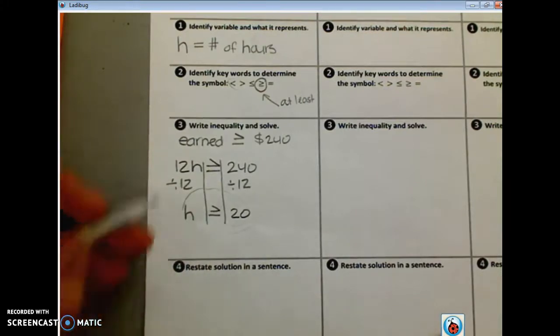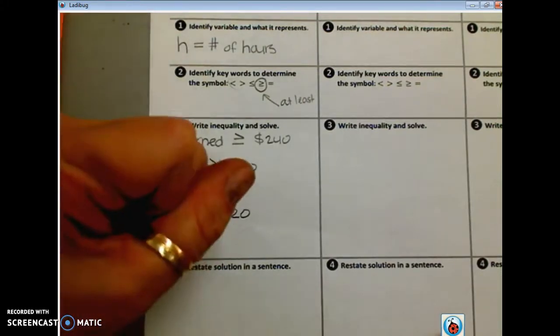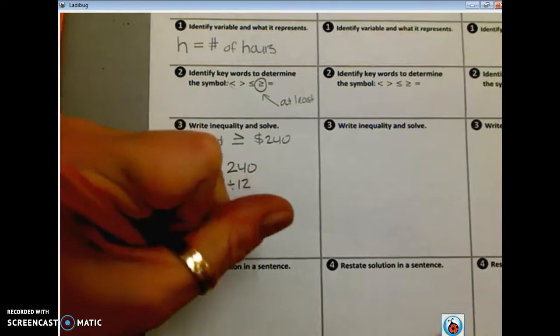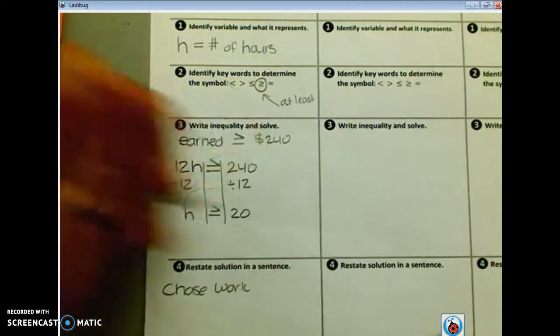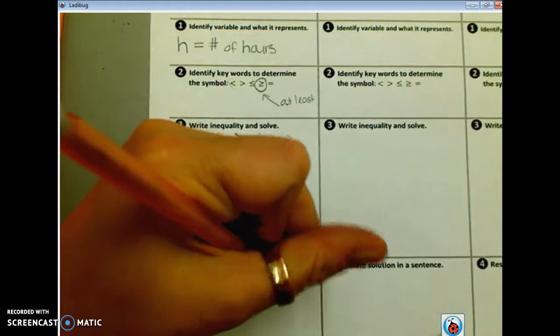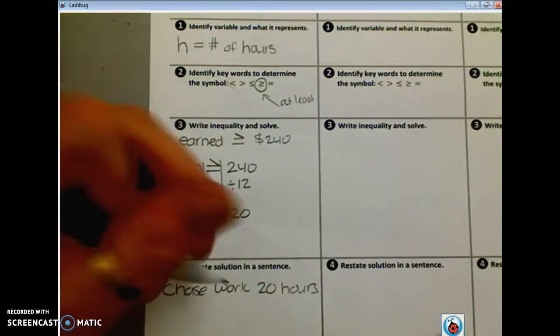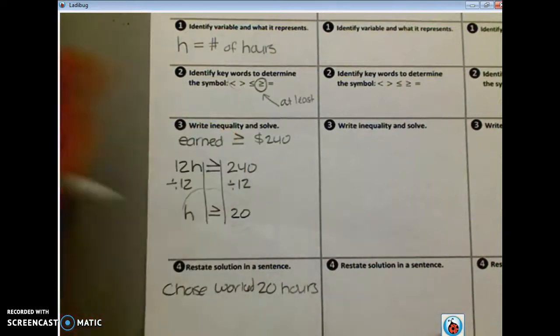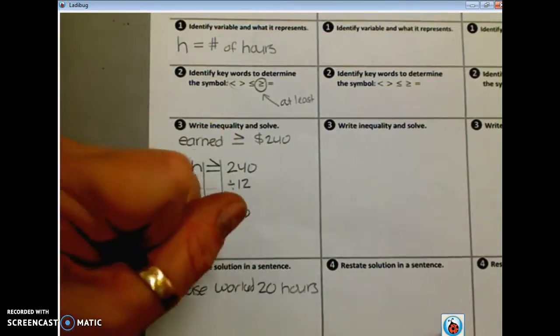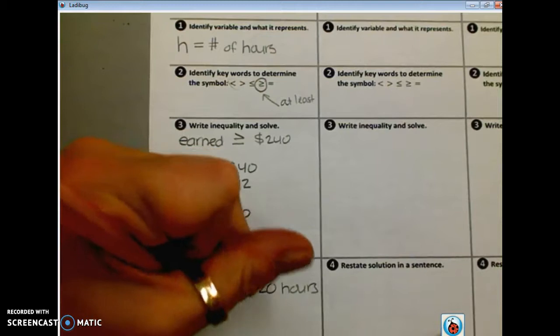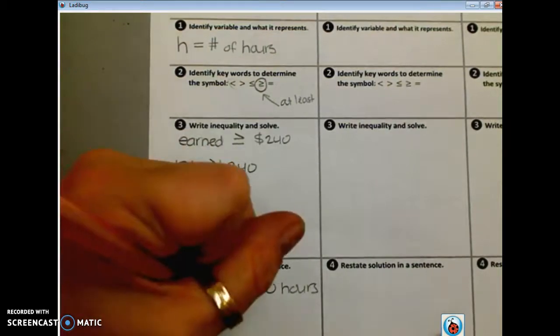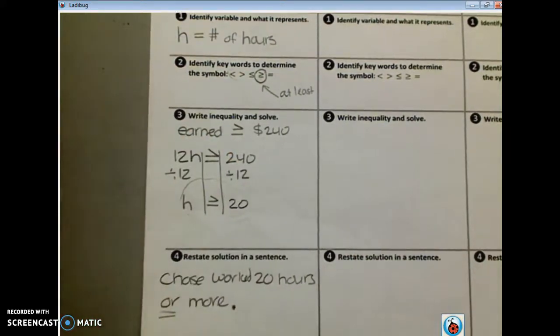It said, how many hours did he work? So Chase worked 20 hours, but he didn't work exactly 20 hours. He could have worked more than that. So Chase worked 20 hours or more. Because he earned at least this amount, we know that he worked for 20 hours. He could have worked for more because maybe he made more.